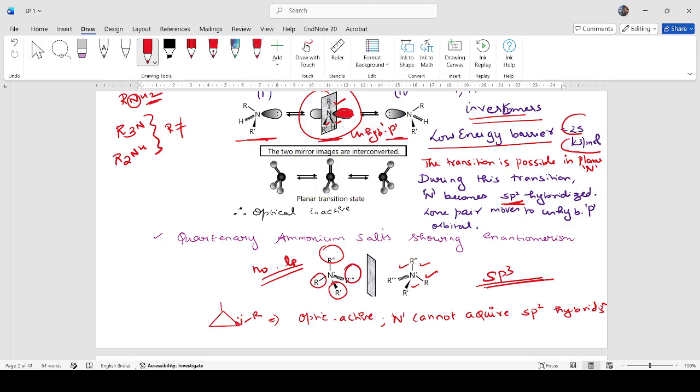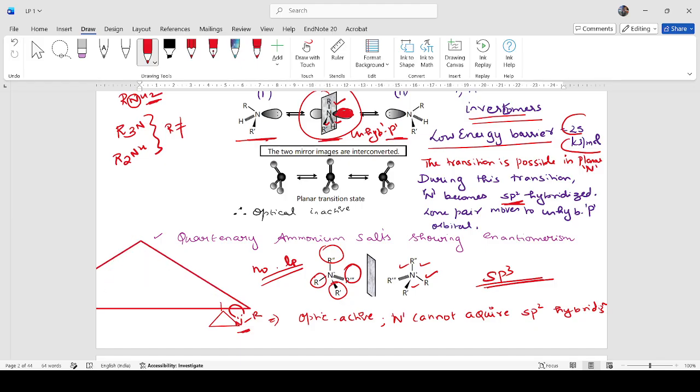What are the other cases where the amines can be optically active? When the nitrogen itself is part of a cyclic ring, the lone pair is restricted from going for a flip. It cannot acquire its sp2 hybridization. So therefore, in that case, it can be optically active.